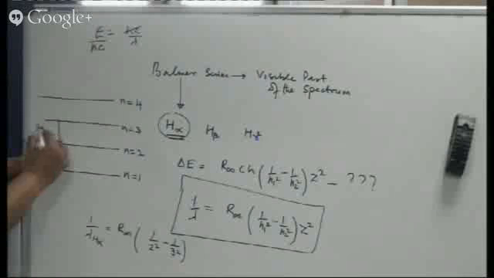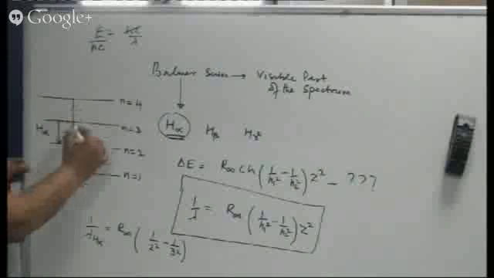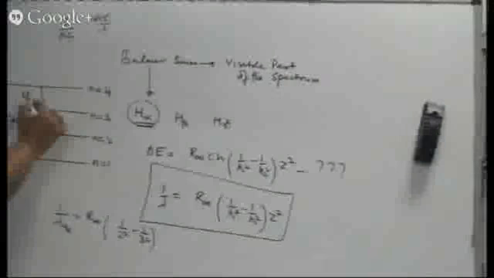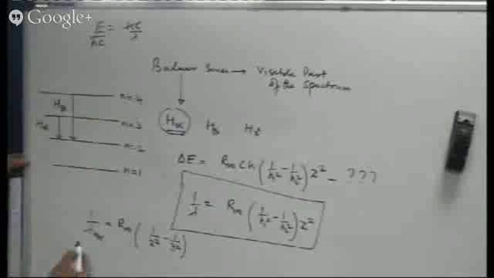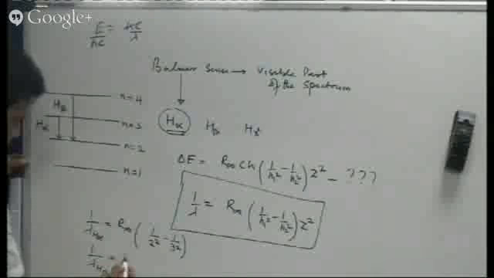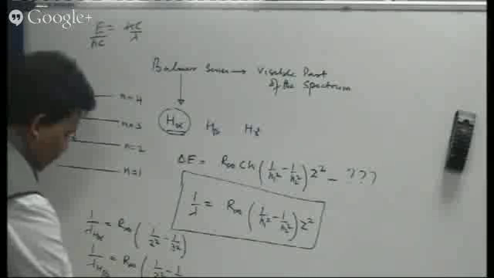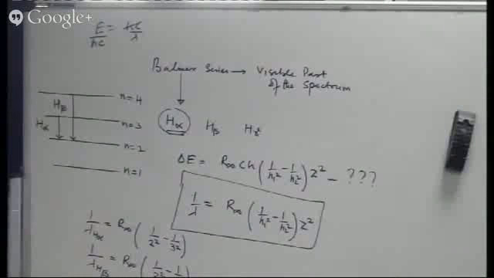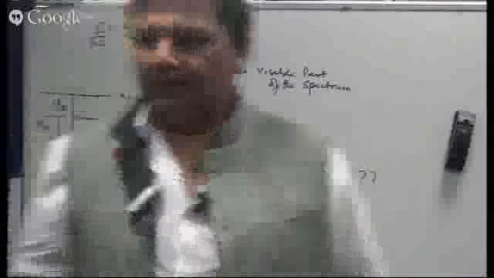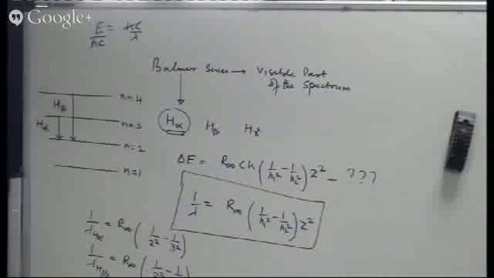This is h alpha. What is h beta? 4 to 2. One by 2 square minus 1 by 4 square. Perfect. Next slide, please.